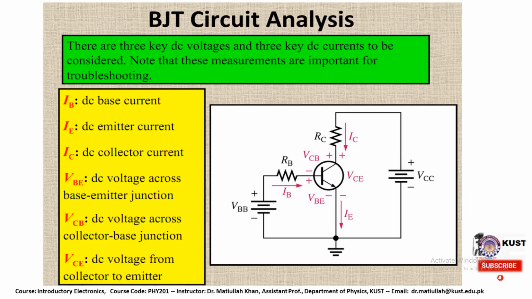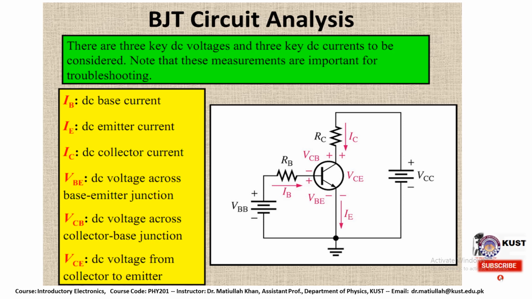There are some terms, voltages, or notation that need to be understood before moving toward the BJT circuit analysis. If we look at the BJT circuit analysis, then it is very clear that there are three DC voltages and three DC currents which we need to consider, and the measurement of these quantities is important for the troubleshooting of the systems.